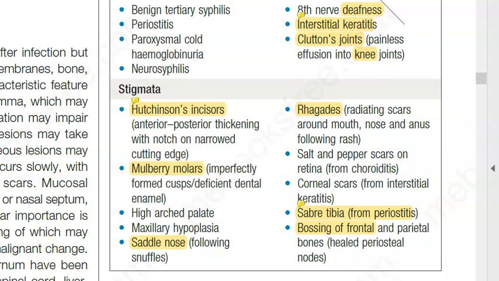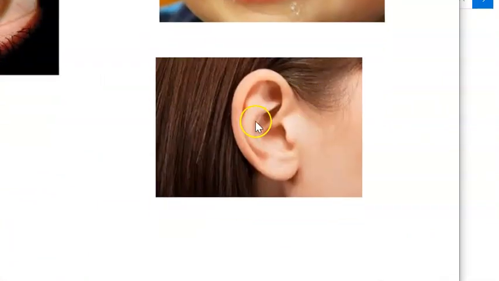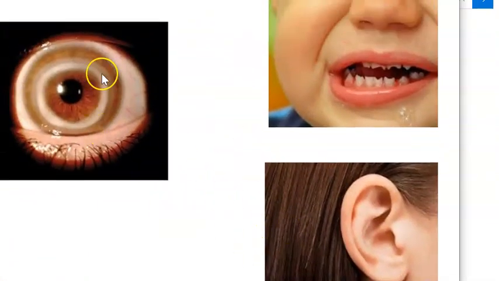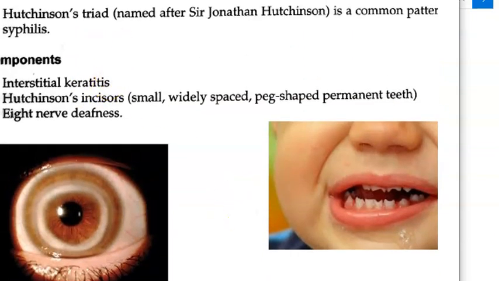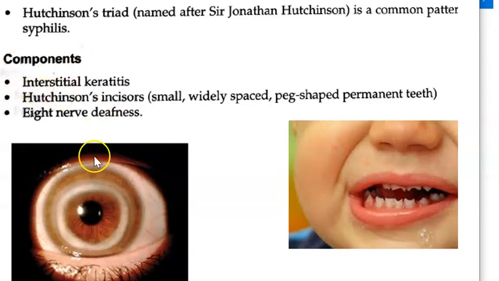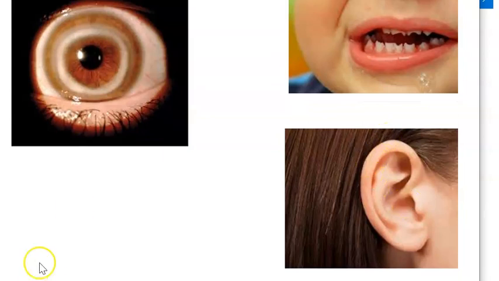Let's look at Hutchinson teeth. The teeth are like W. I'll show you, look at this image here. Hutchinson teeth and sensorineural deafness, and here they are showing you interstitial keratitis. They are just trying to depict it. So these are the components of Hutchinson's triad: interstitial keratitis, Hutchinson's incisors, which are small, widely spaced, peg-shaped permanent teeth, and eighth nerve deafness, the vestibulocochlear cranial nerve.